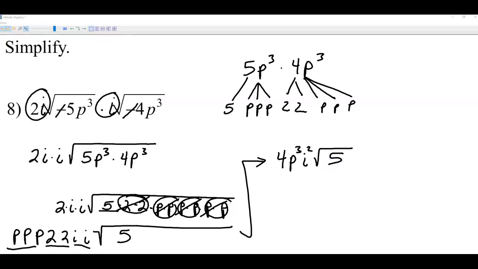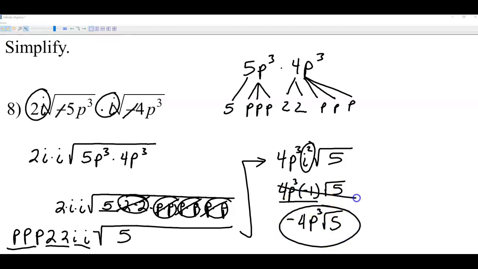Now here's where the little difference comes in. When you have an i squared, that becomes a -1, a real number. And then when you multiply it, all that's going to do is make the front negative. So you really don't even have to show this middle step. What I would do is just cross off the i squared and put a negative in the front.